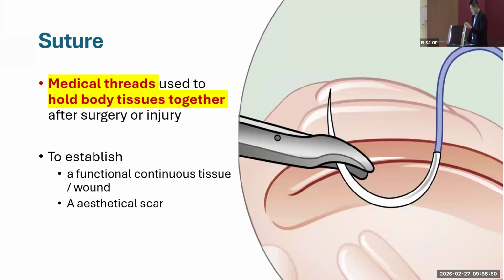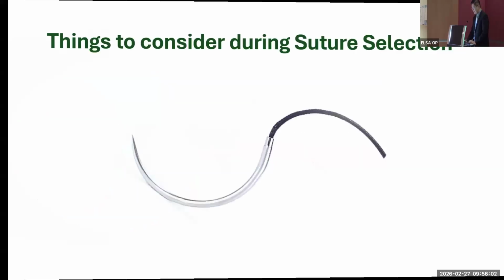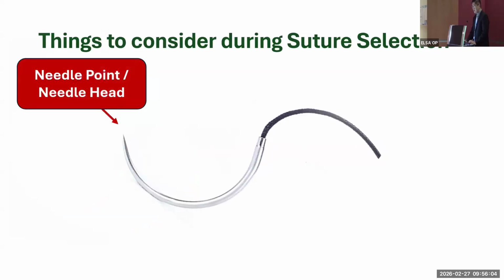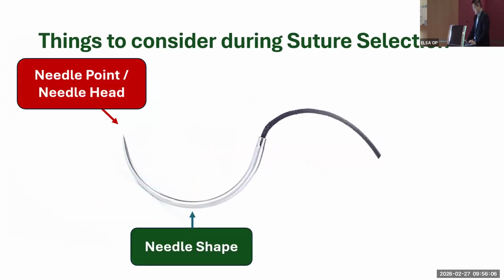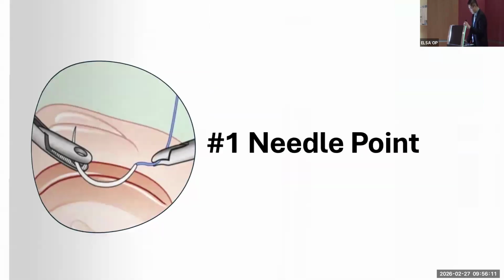Sutures are medical threads used to hold body tissue together to establish a functional continuous tissue and bone, and also to produce an aesthetical scar. So, things to consider during suture selection. This is the suture. First, you need to consider the needle point, followed by the needle shape. Lastly, the suture material and also the diameter.